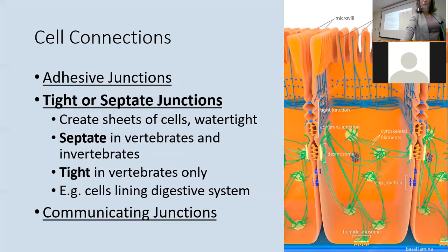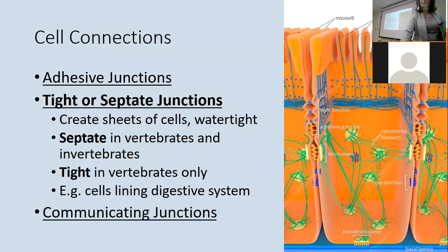Next, we've got tight or septate junctions. These kinds of junctions create watertight layers of cells. Anytime you want something to be watertight, you want to make sure that whatever is lined with these cells isn't going to leak. Things like your gut need these tight or septate junctions to make really, really tight connections. Both vertebrates and invertebrates have what are called septate junctions. In vertebrates, we have another kind of junction that works similarly called a tight junction. So cells lining things like your digestive system, where you absolutely need to make sure things don't leak out, are connected with tight or septate junctions.